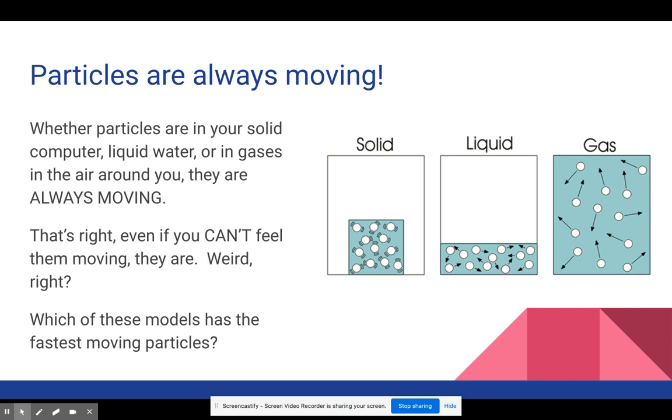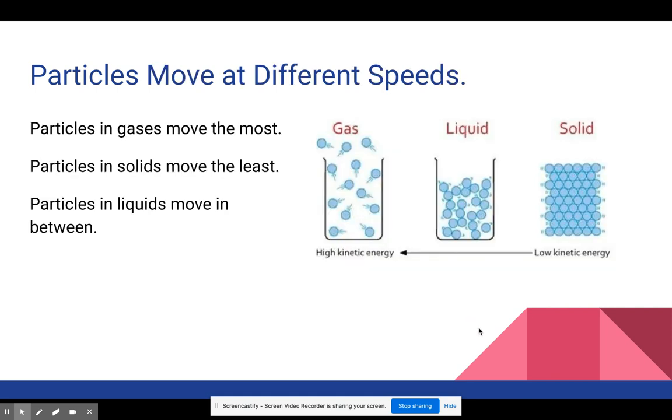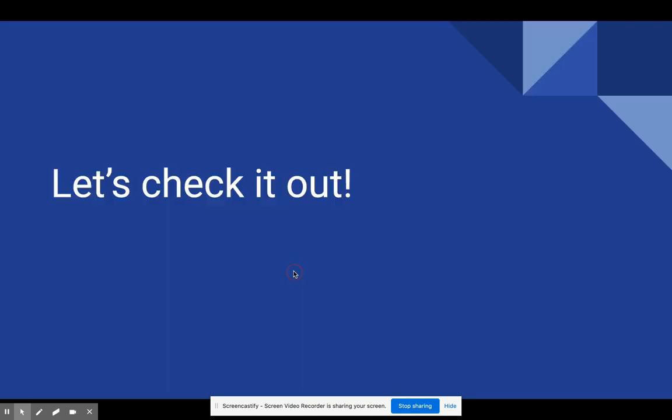So check out these models right here. We have a solid, a liquid, and a gas. Which of these models has the fastest moving particles? So gas particles move the most. We can see here in this model that they have the highest kinetic energy. That means the highest energy of movement. Particles in a solid move the least. Here we see them just kind of vibrating, and particles in liquids move in between.